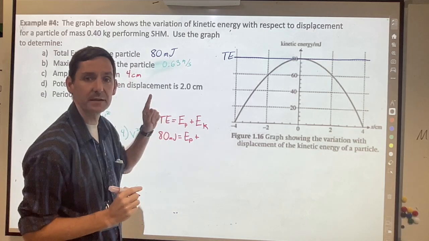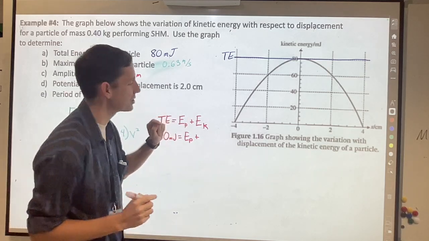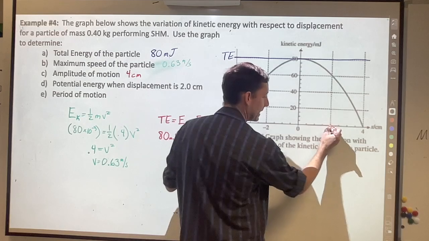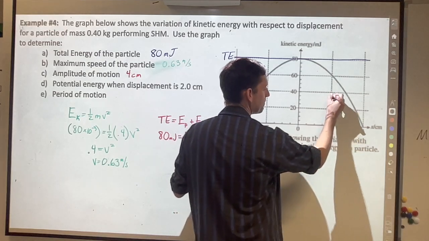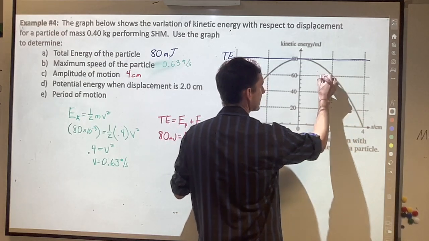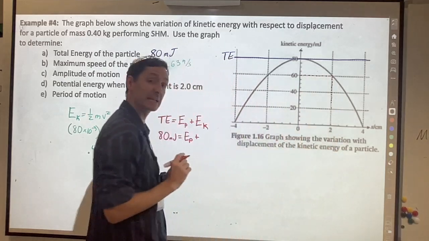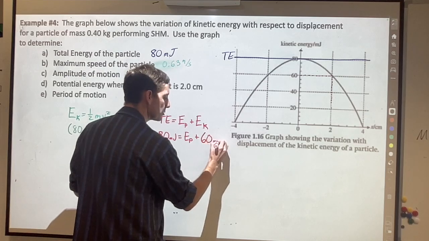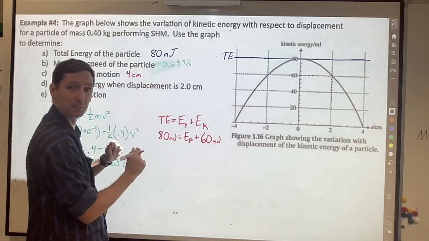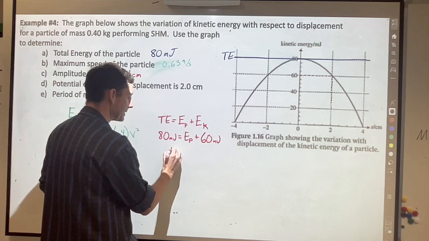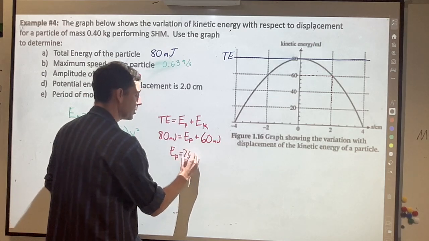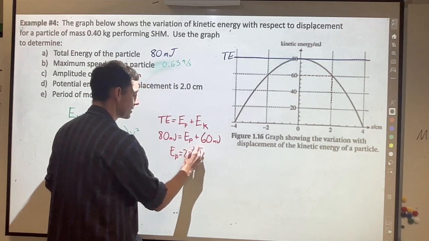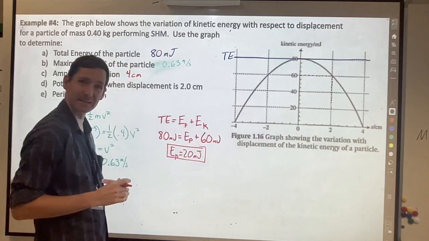And so it says when the displacement is 2 centimeters. So 2 centimeters would be right here. So I just follow that line up. And it looks like it's pretty close to 60 millijoules right there. And so I go 60 millijoules, and I subtract that 60 from both sides, and I get that the potential energy is equal to 20 millijoules. Just like that. Piece of cake, right?